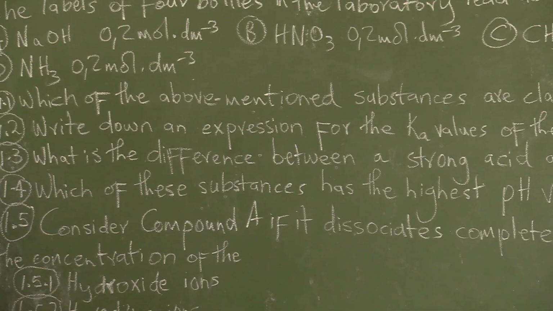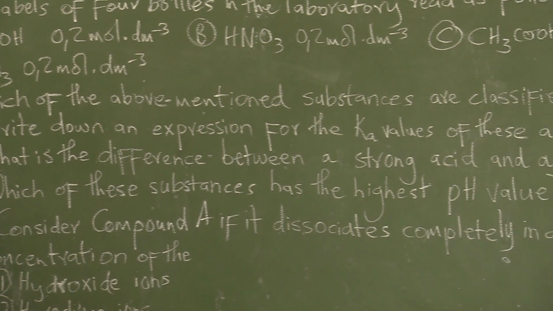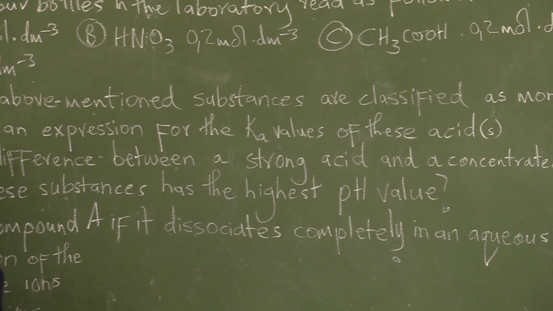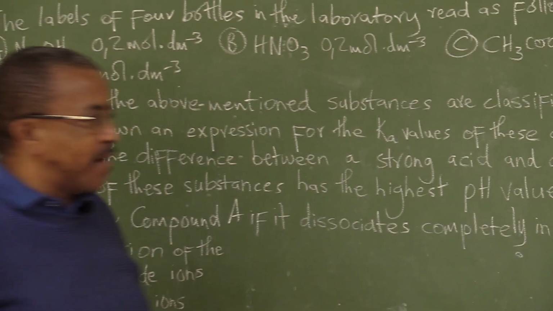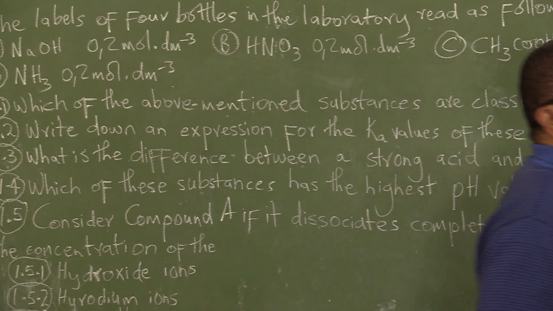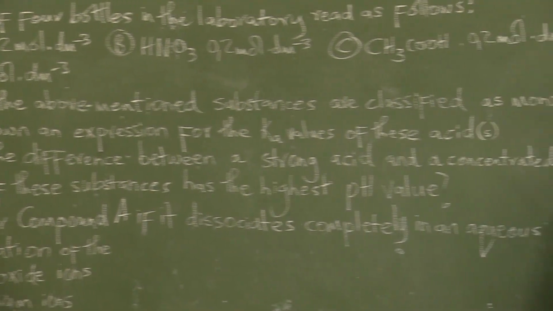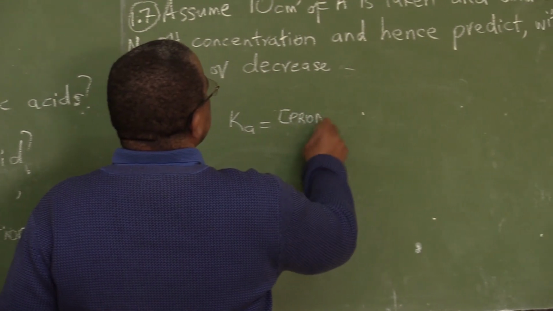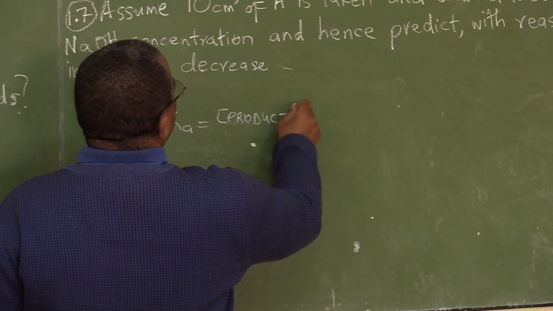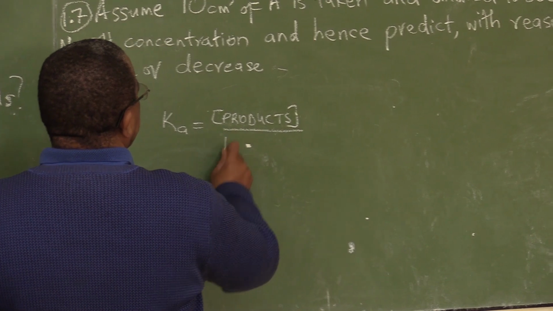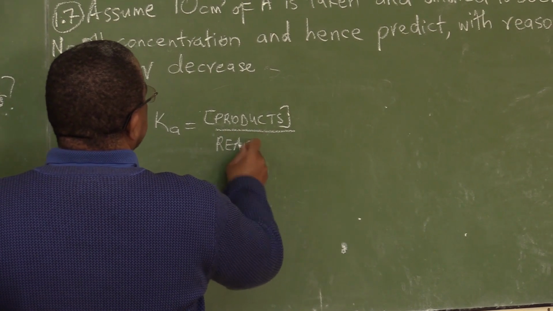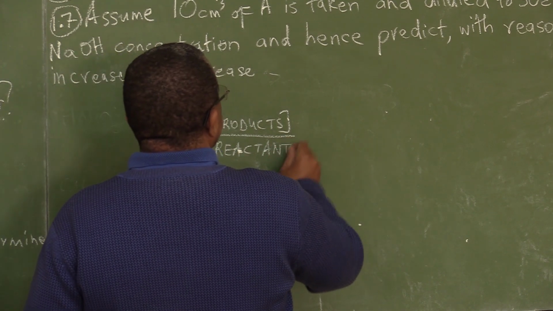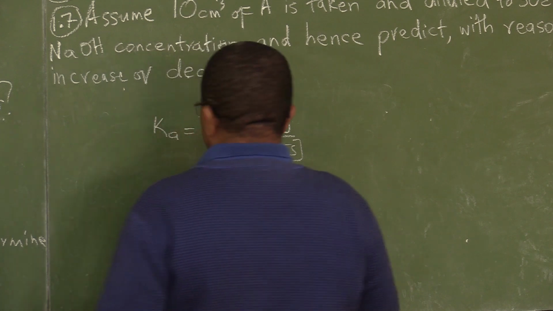Let's look at number 2, 1.2. Write down an expression for a Ka value of these acids. An expression of a Ka value of these acids. Mesizokwenza ama K equilibrium. Mesikhumbula kahle. Mesizochecka lapana we'll be doing. We say Ka, it's what? It's a ratio between concentration of products as against concentration of reactants. Concentration of products as against concentration of reactants.